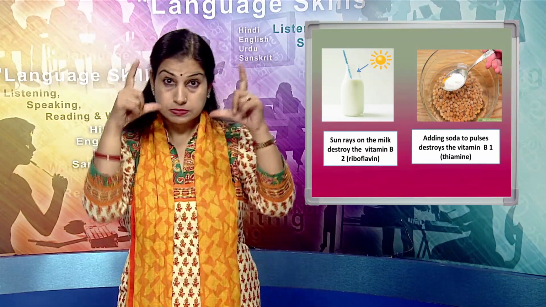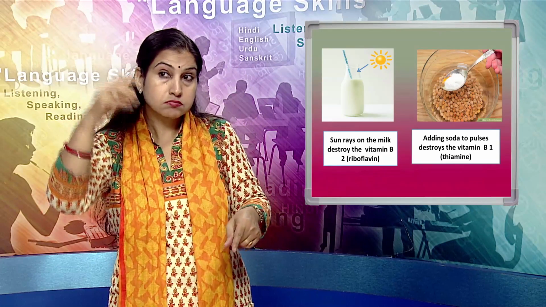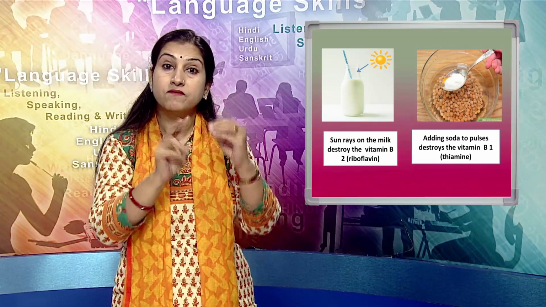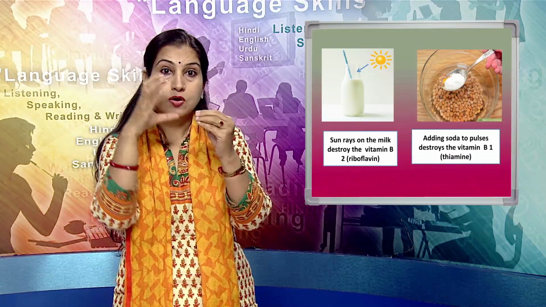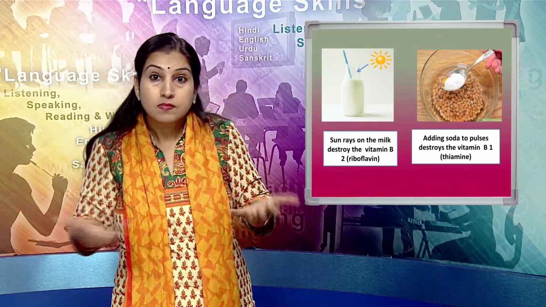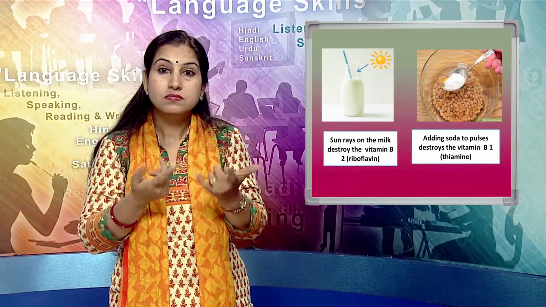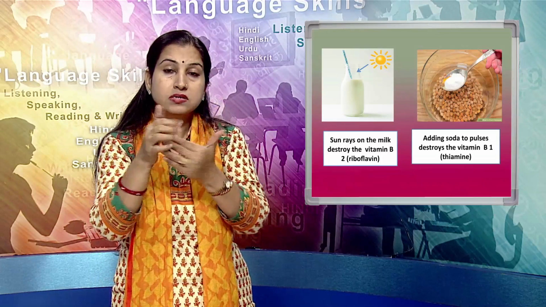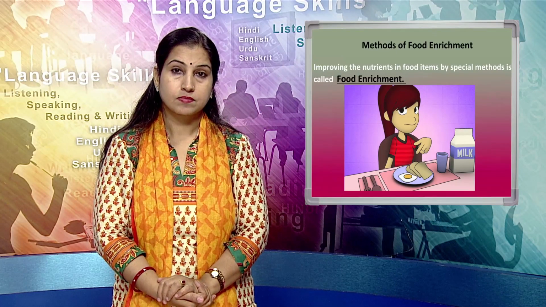This is another picture you can see. Sun rays on the milk destroys the vitamin B2. The vitamin B2 has another scientific name, that is riboflavin. In the second picture you can see adding soda to pulses destroys the vitamin B1, that is thiamine. The next picture.